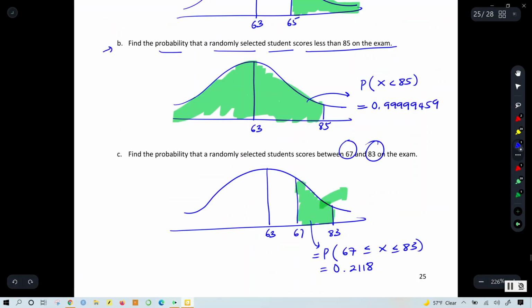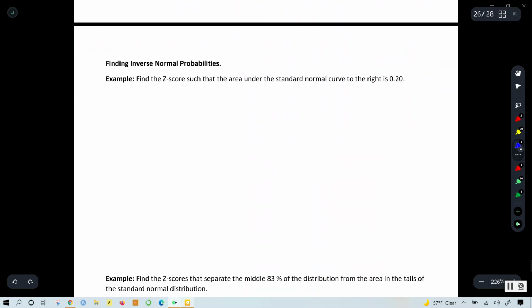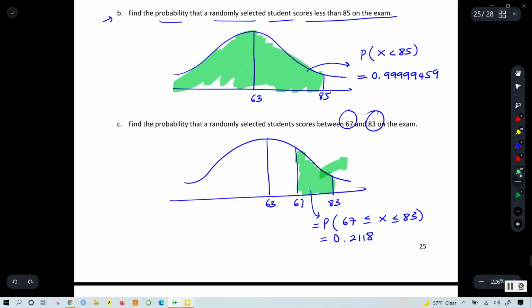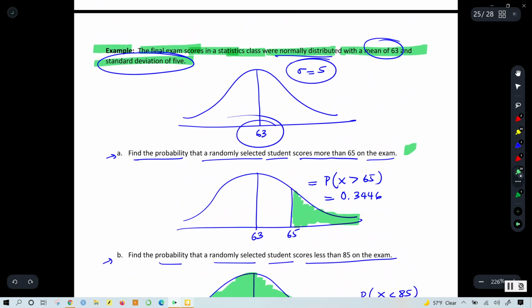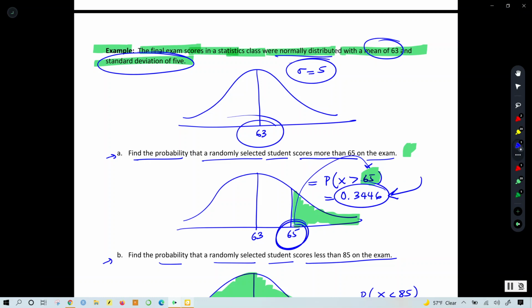With that question completed, we now want to go on to finding what we call inverse normal probabilities. Let's give an example. Let's tie it in with something we did earlier. Earlier in this question, we were told to find the probability of x greater than 65. So note something here. In this question, I gave you 65. Then you found this answer, 0.3446. That will be the norm. I give that part, you return the probability.